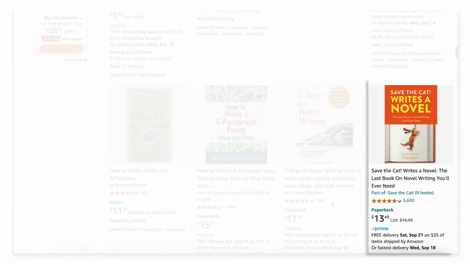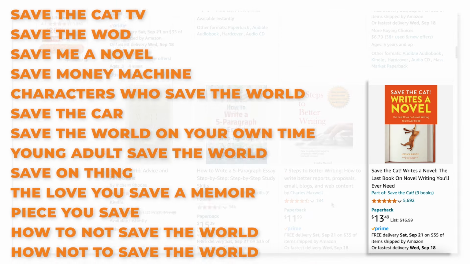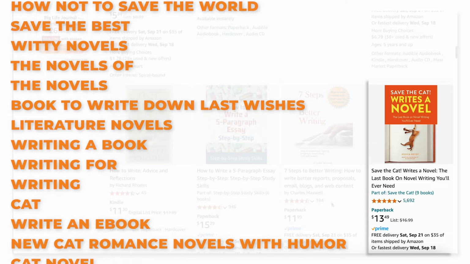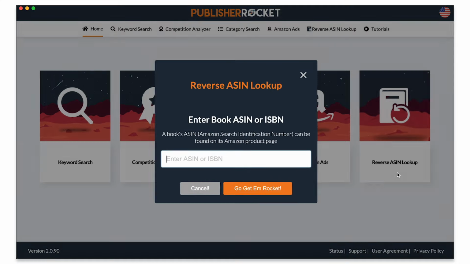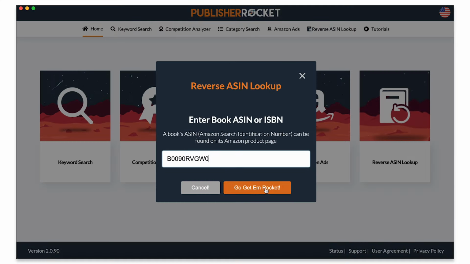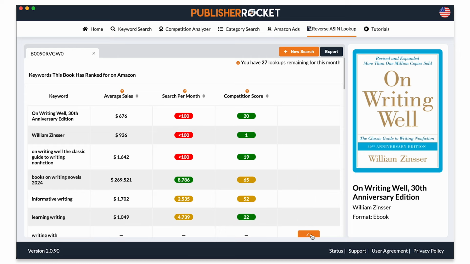However, wouldn't it be nice to know which keywords your competitors' books are ranking for? Which phrases have best helped similar books like yours rank and thus get more customers and more sales? Well, now you can, because Publisher Rocket has a new feature called the Reverse ASIN. In this, you put in the ASIN number of a book, and Rocket will tell you all the keyword phrases that book has ranked for. Furthermore, you can look to see how many searches that book got and other key information.